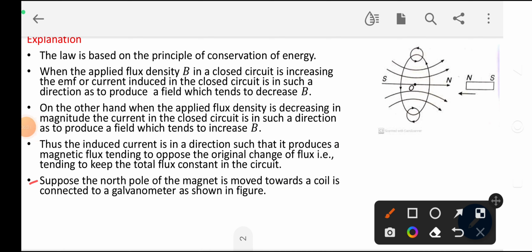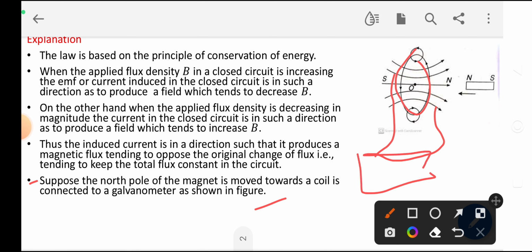Suppose the north pole of a magnet is moved towards a coil connected to a galvanometer as shown in the figure. The galvanometer is not shown here, but imagine it here. To this coil the galvanometer is connected, and the north pole of the bar magnet is towards the coil. Then what happens? See.